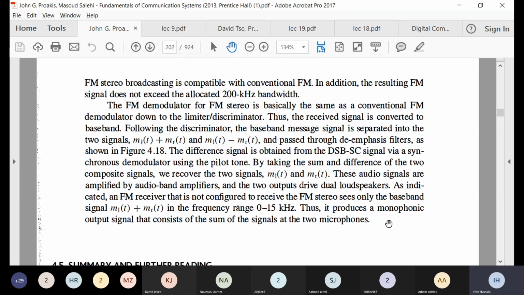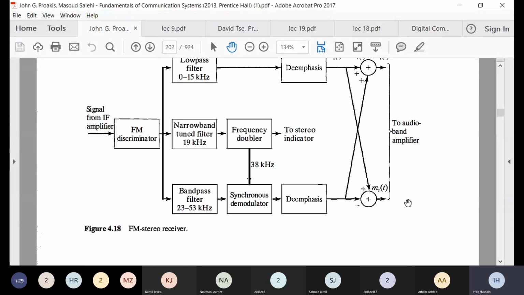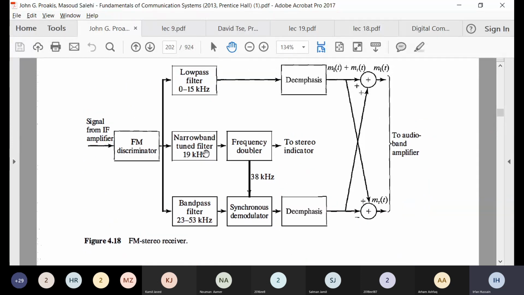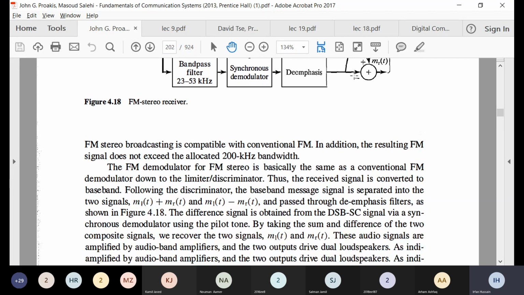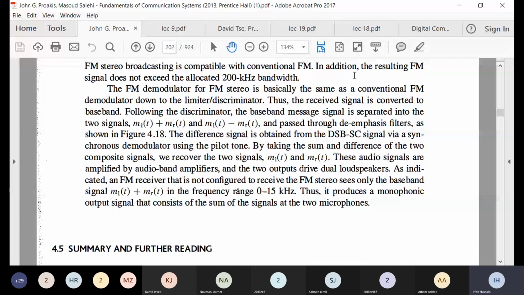Those FM receivers which are not configured to receive this FM stereo signal will only have this branch; they won't have these branches. So this signal will just pass and you will get a sum signal of M left plus M right, which is called a monophonic output signal, where you have only one channel for its output.